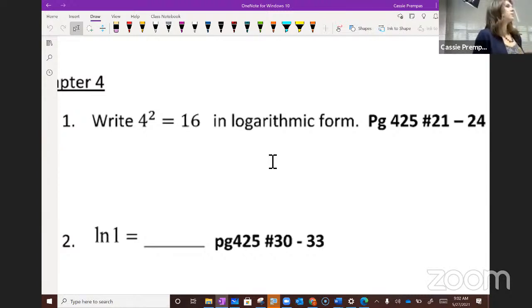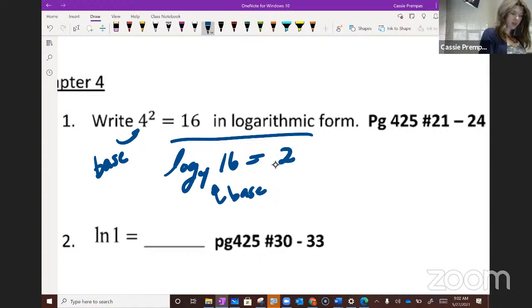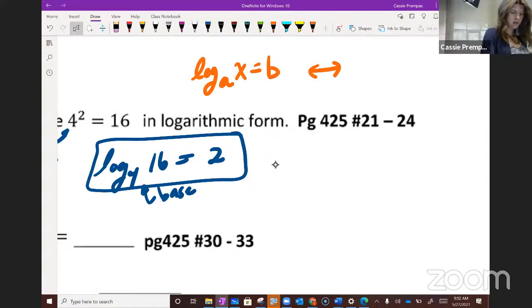How do we write 4 squared equals 16 in logarithmic form? Jack. Log base 2 of 16 equals 4. Close. Charlie. Log base 4 of 16 equals 2. Nice. We do want to be careful that the base is the one that's holding up the subscript. And so the base of the exponential becomes the base of the log. One of the things that we learned back in chapter 4 is that if you have log base a of x is equal to b, this is interchangeable with the statement a raised to the b power is equal to x.